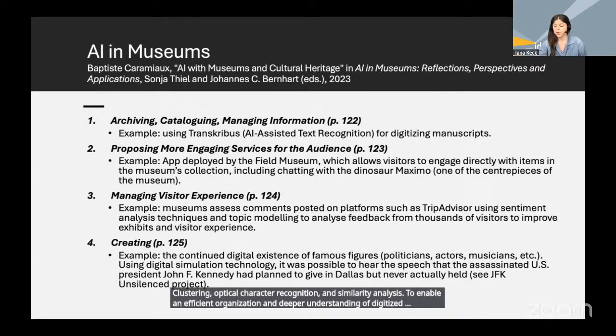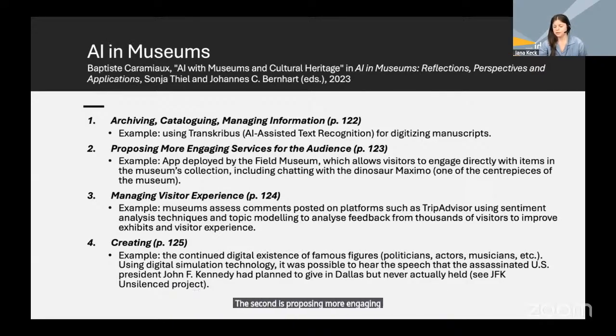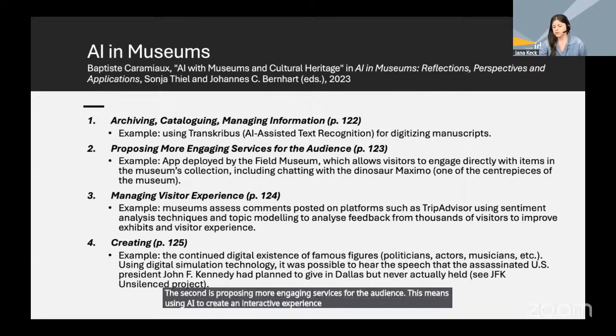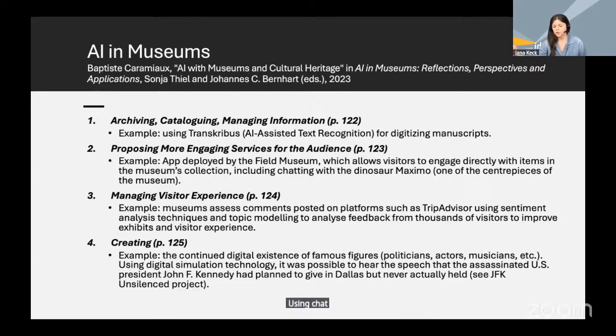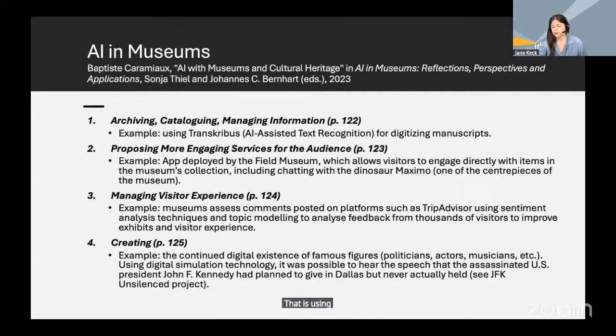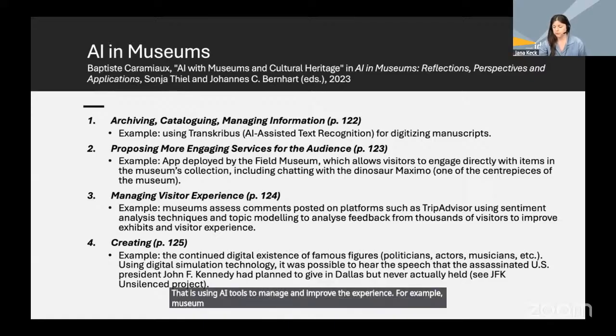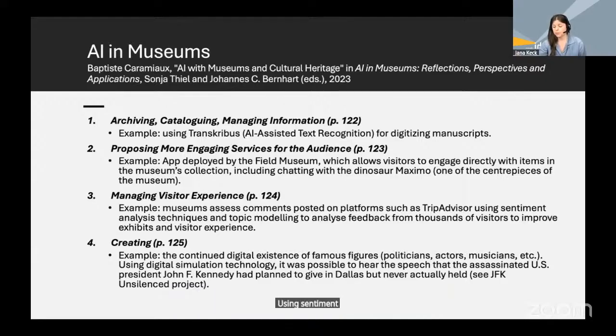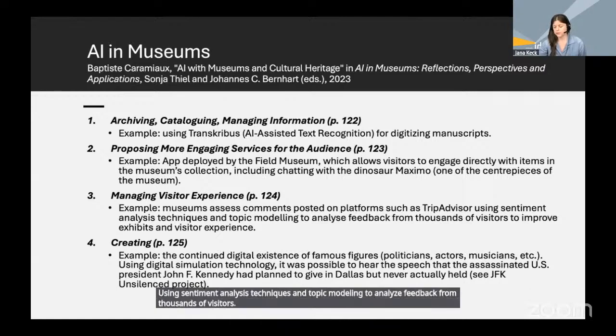The second is proposing more engaging services for the audience. This means using AI to create an interactive experience, such as, for instance, using chatbots on site for audience engagement with the collections. The third area is managing visitor experience, that is using AI tools to manage and improve the experience. For example, museums assess comments posted on platforms such as TripAdvisor, using sentiment analysis techniques and topic modeling to analyze feedback from thousands of visitors to improve exhibits and visitor experience.